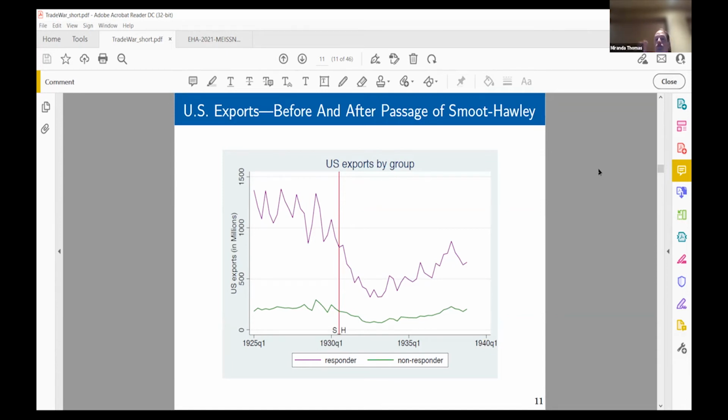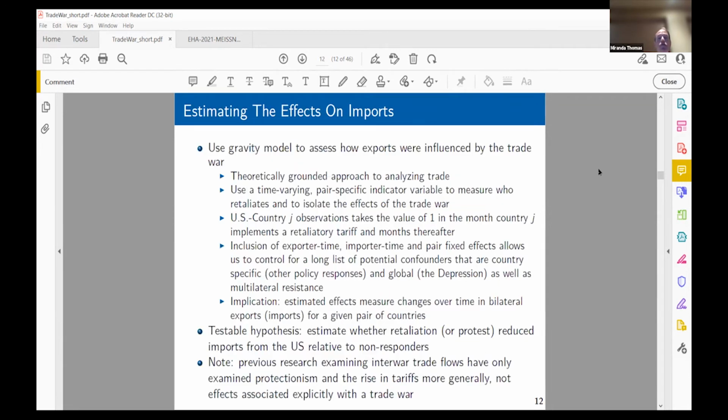and after the passage of Smoot-Hawley, with the red line indicating the date on which it was passed. And you can see for the responders a big change in U.S. exports. You can also see that most of the U.S. trade partners were involved in retaliating, or responding, petitioning, which is why we view this as a trade war. So we use a gravity model to estimate these effects.